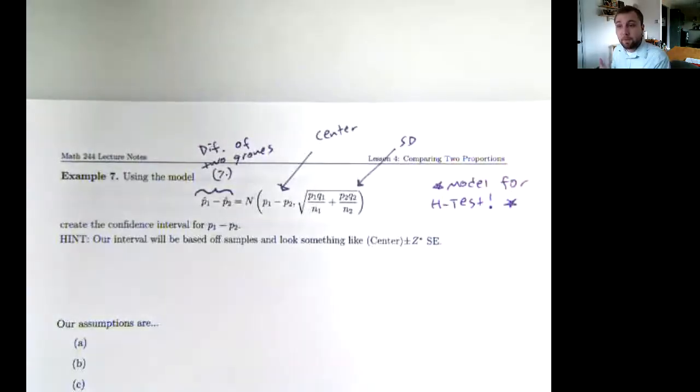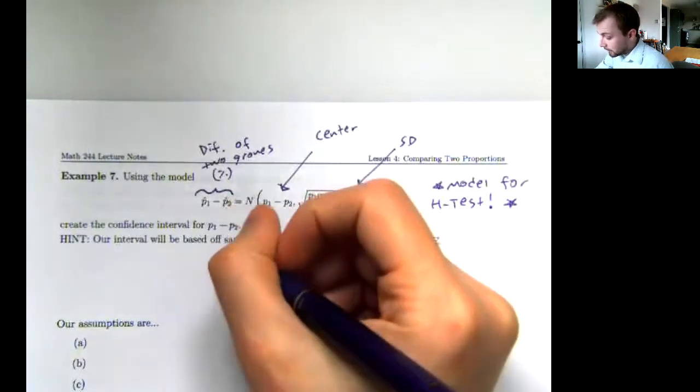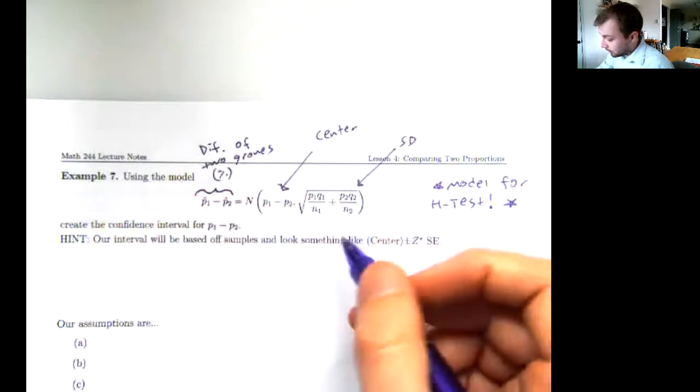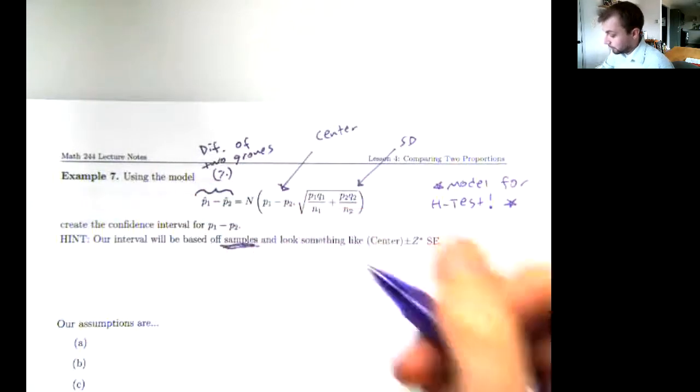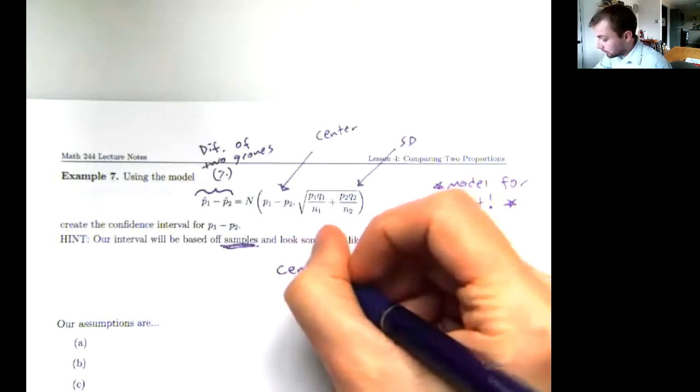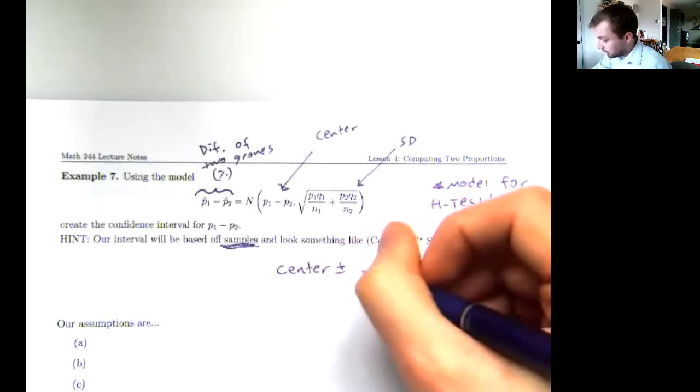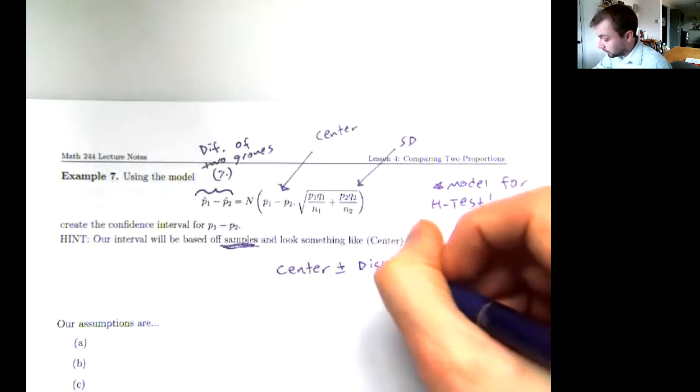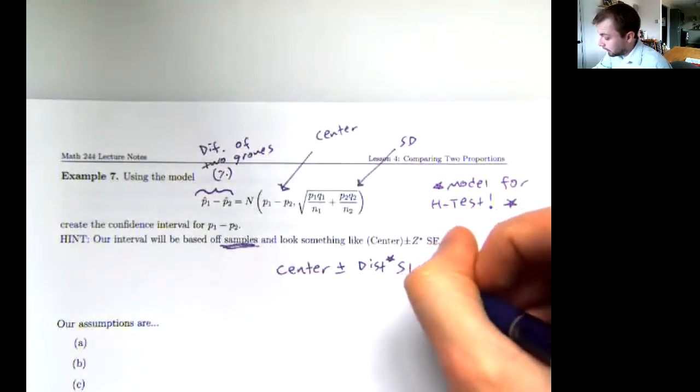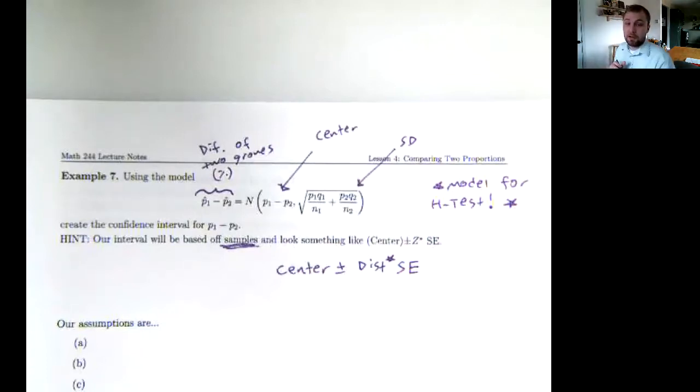So I'm already halfway done with the next lesson, because I will have the 4 steps as always. I will state my hypotheses. I'll have my model. This is my model. I will calculate my p-value, and then I'll have my conclusion. Today, I'm creating confidence intervals. And a reminder, confidence intervals are based off of samples. The formula is always going to look like my center plus or minus my critical value, or my distribution star, multiplied by my standard deviation-like thing. I call that the standard error. I'm going to match things up.